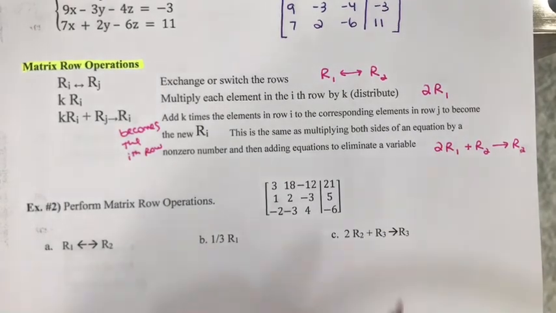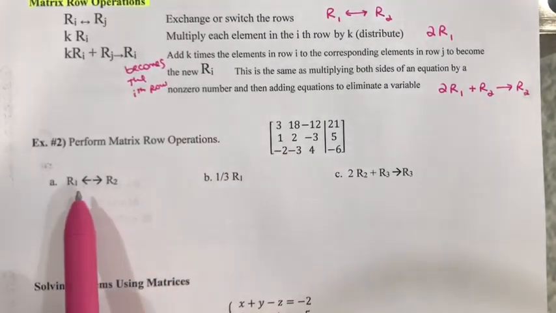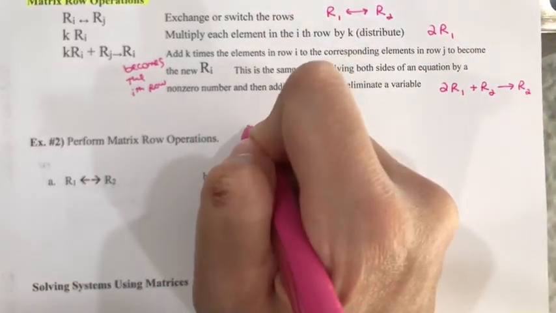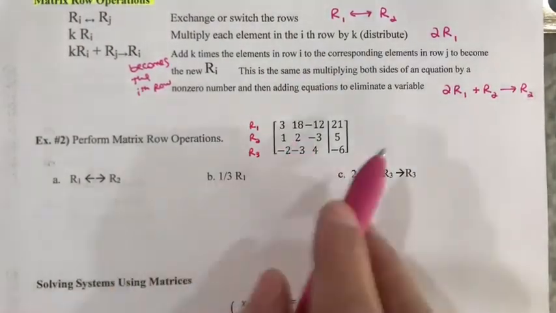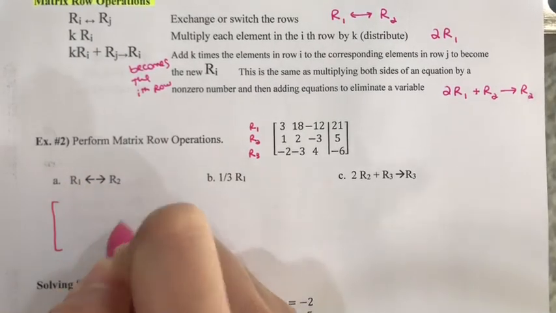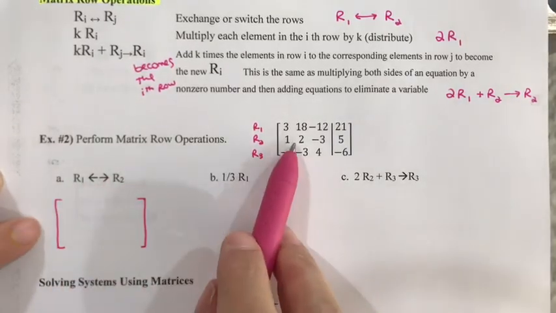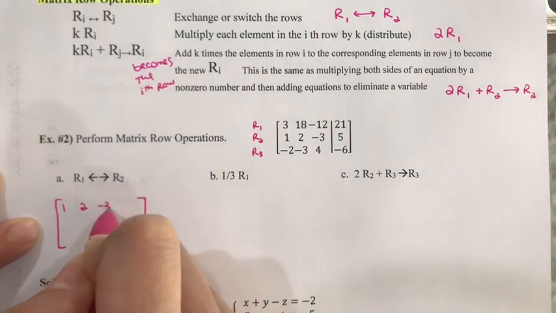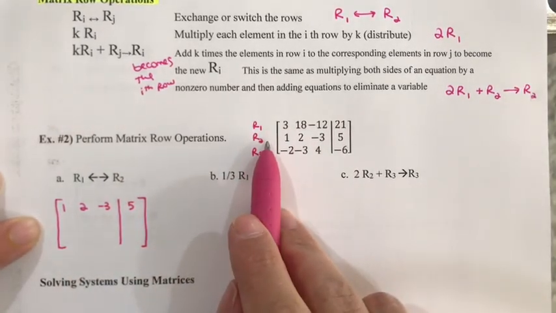Now we're going to actually do all of these with the example below, and it might make a little bit more sense. Let's take a look at example 2. Our first operation says to just switch the first and second rows. Remember, this is R1, R2, and R3. So if I were to draw my new augmented matrix, my second row becomes the first, and my first becomes the second. So I'm going to start with 1, 2, -3, and 5. My first row gets switched to the second.